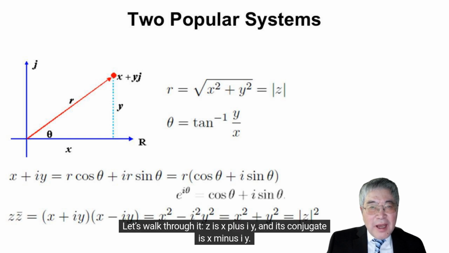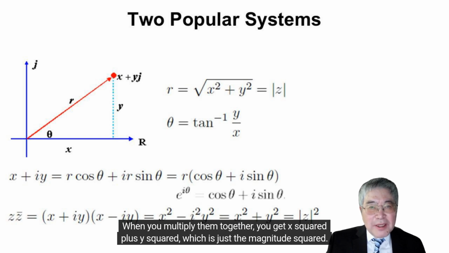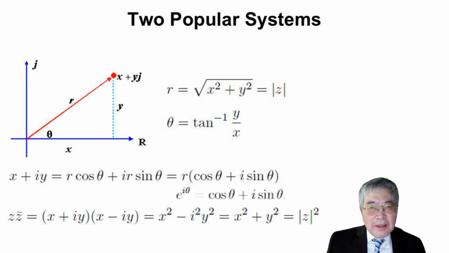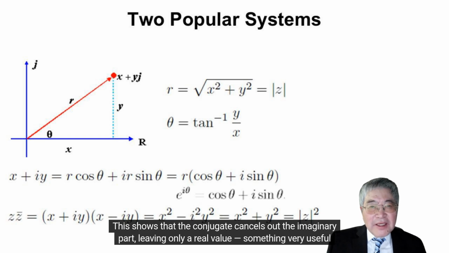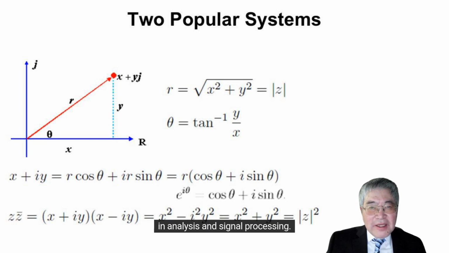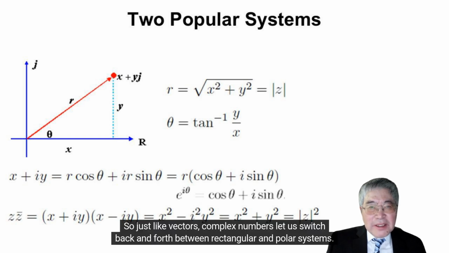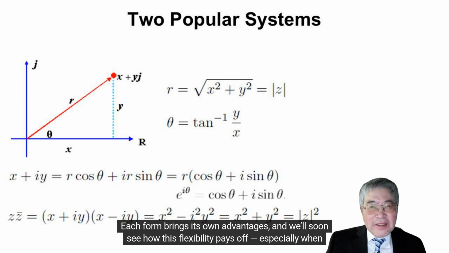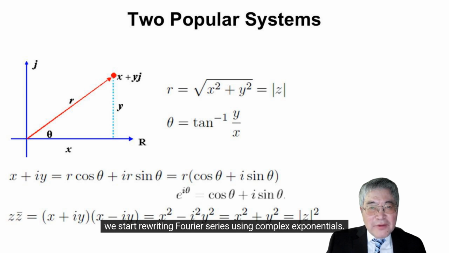z is x plus iy and its conjugate is x minus iy. When you multiply them together, you get x squared plus y squared, which is just the magnitude squared. This shows that the conjugate cancels out the imaginary part, leaving only a real value, something very useful in analysis and signal processing. So just like vectors, complex numbers let us switch back and forth between rectangular and polar systems. Each form brings its own advantages, and we'll soon see how this flexibility pays off, especially when we start rewriting Fourier series using complex exponentials. Let's move to Euler's formula and take this further.